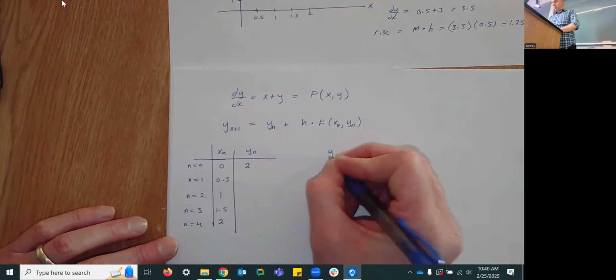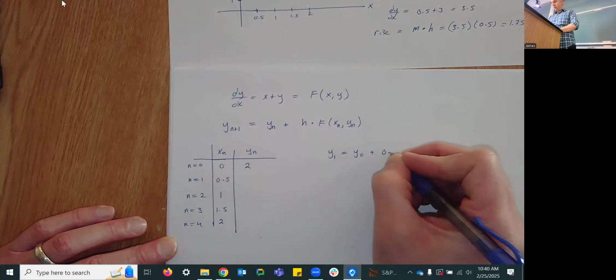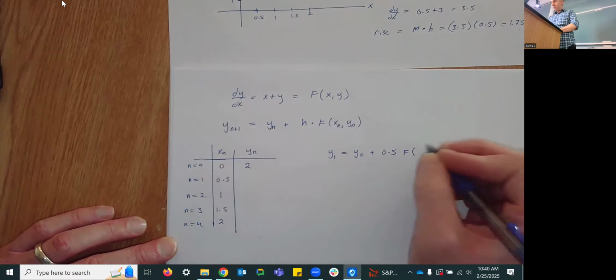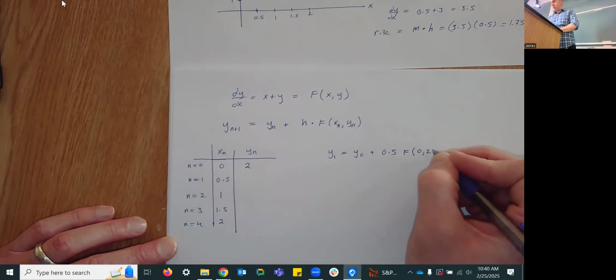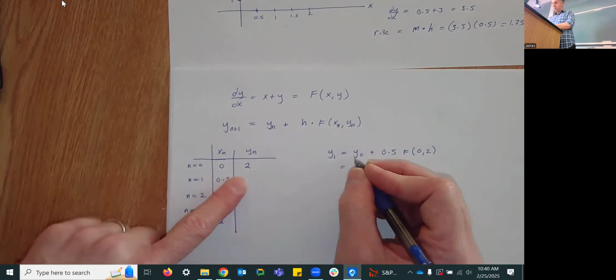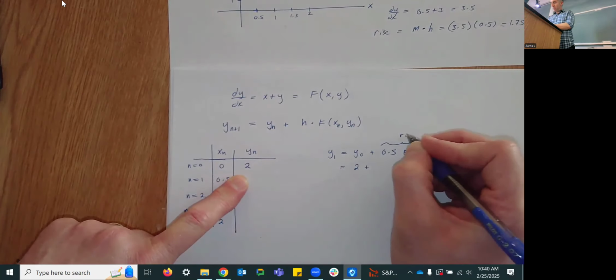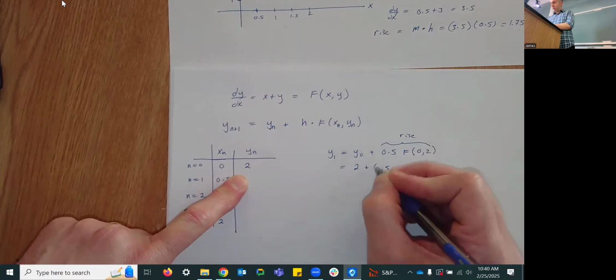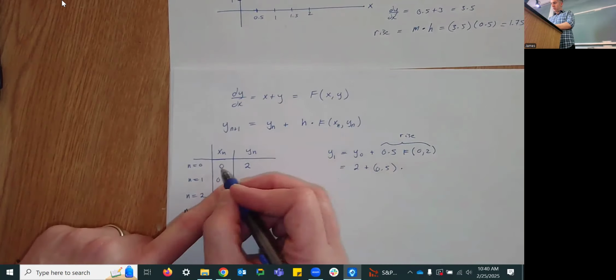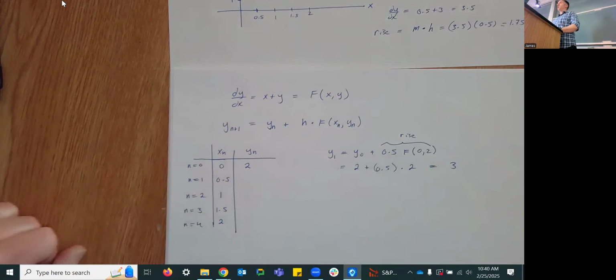Our y sub 1 is going to equal y sub 0 plus 0.5 times f of 0, comma 2. Let's plug in the values. We already know this answer, but I'm just doing it again to show how the work is repetitive. So y sub 0 was 2, and then we're adding on our rise. Our 0.5, which is our run, times our slope, which is 0 plus 2, which is 2. That gave us a value of 3. That's our y sub 1.